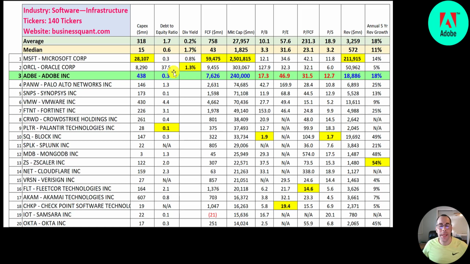And software companies tend to have low debt to equity ratios since they don't need much CapEx. Theirs is 0.3, which is better than the median. For every dollar of equity, they have 30 cents of debt. Microsoft also has a great debt to equity ratio because they're a monster. They're the second biggest company in the world. Palantir has the best debt to equity ratio.